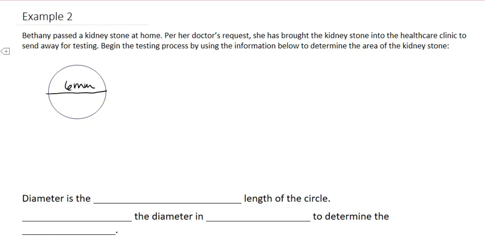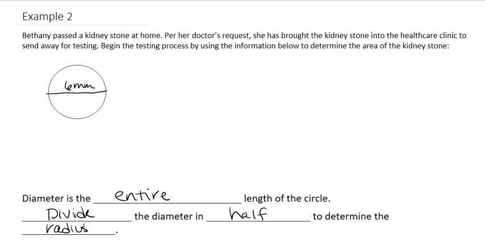Bethany passed a kidney stone at home. Per her doctor's request, she brought the kidney stone into the healthcare clinic to send away for testing. Begin the testing process by using the information below to determine the area of the kidney stone. So now we have the diameter, which is shown to be the entire length of the circle. So we're going to divide the diameter in half to determine the radius.